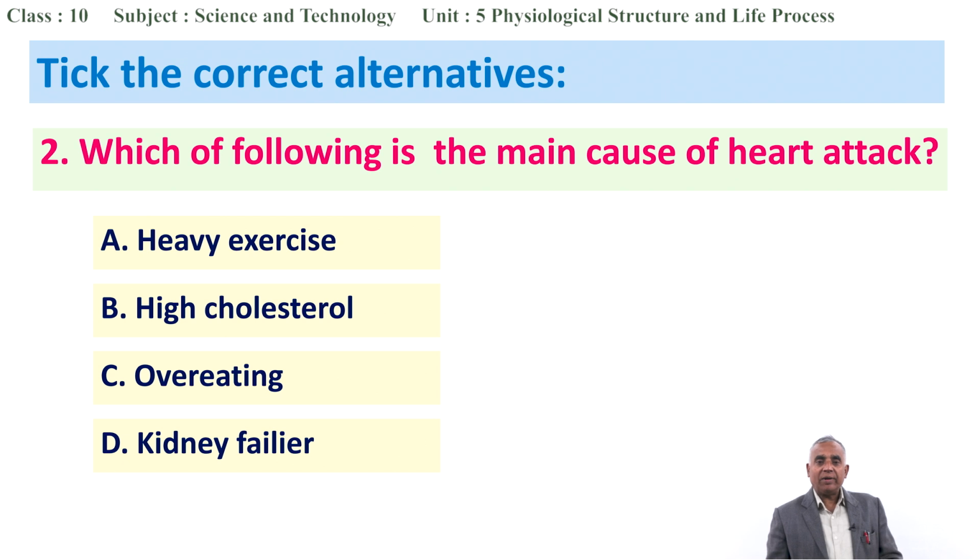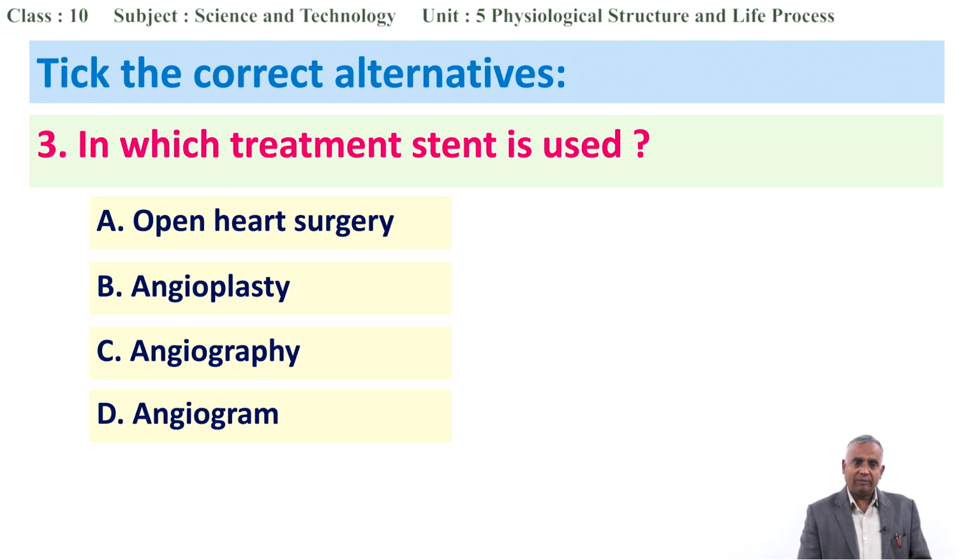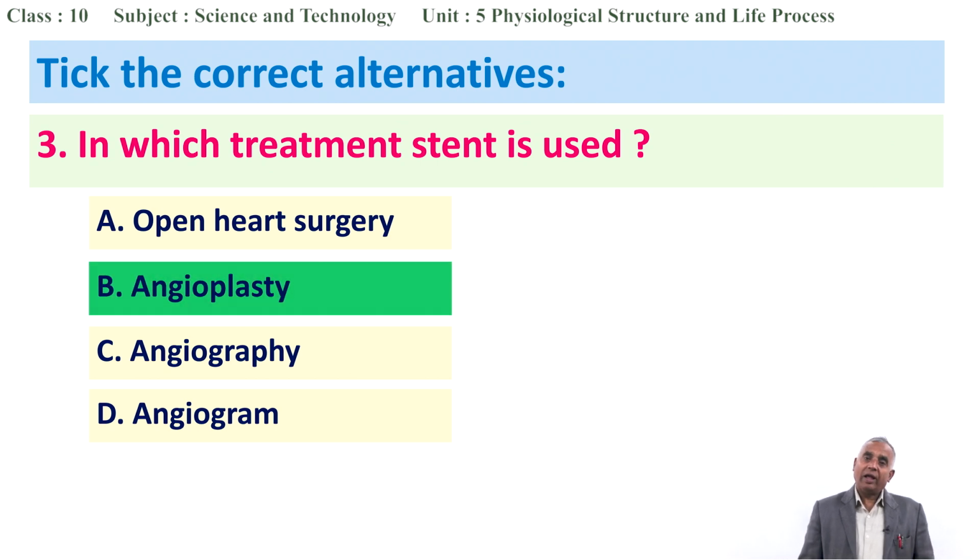Which of the following is the main cause of heart attack? Heavy exercise, high cholesterol, overeating, or kidney failure? You can guess easily: high cholesterol. In which treatment is a stent used? Open heart surgery, angioplasty, angiography, or angiogram? Out of these four, two are not treatments, and only two are treatments, but they are very similar, that's why they are kept here. So it is angioplasty.